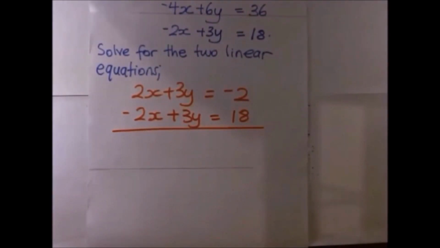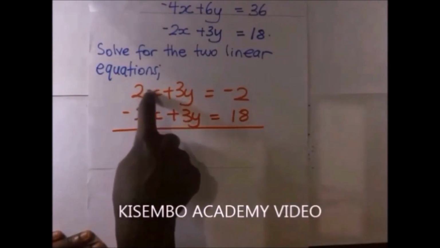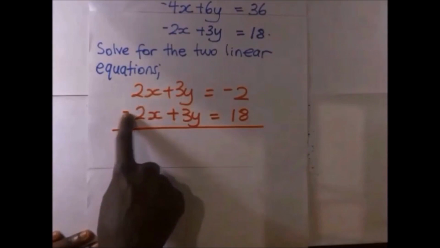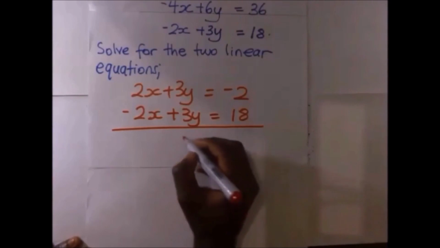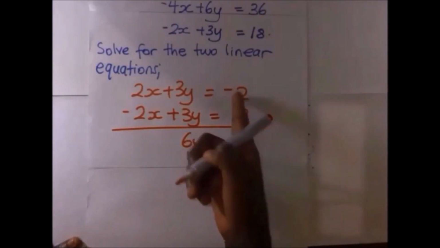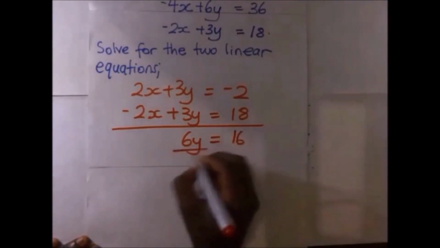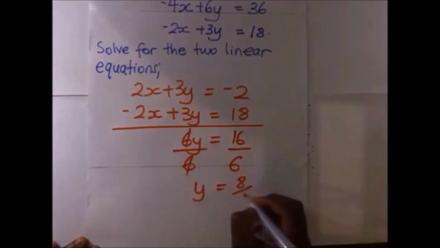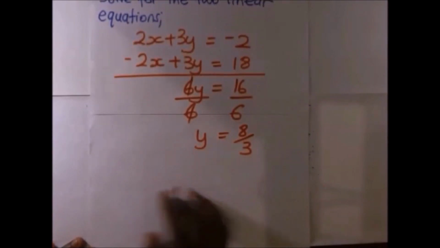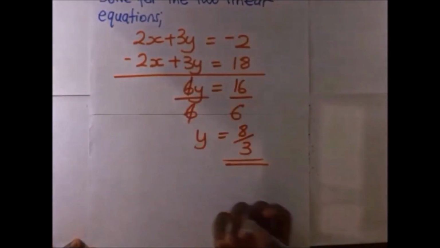Solving for those two equations simultaneously, we get our value of x. When we use the elimination method, it means we eliminate the value of x. When we add 2x plus minus 2x is going to give us 0. So 3 plus 3 is going to give us 6y. So we have here 6y is going to be equal to negative 2 plus 18, that is 16. So we divide both sides by 6. We get a value of y as y is equal to 8 over 3. When we substitute for the value of y in one of those expressions, we'll get our value of x.